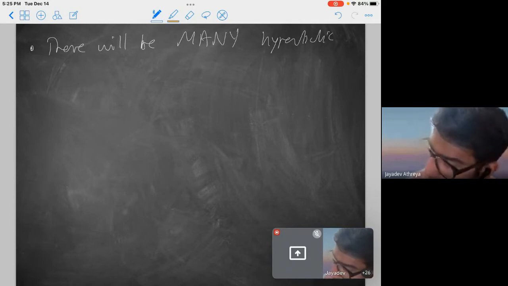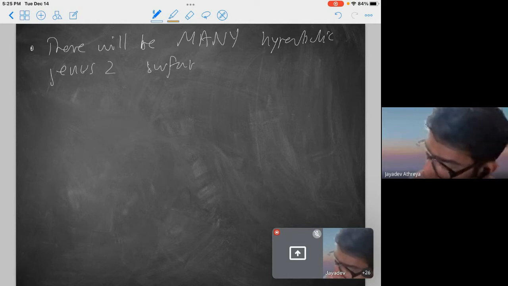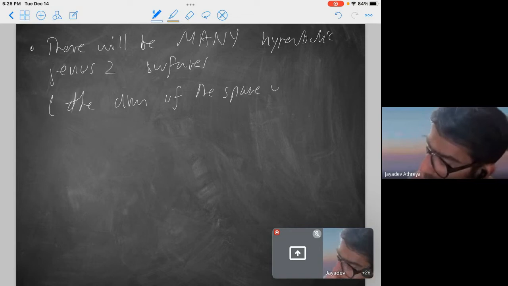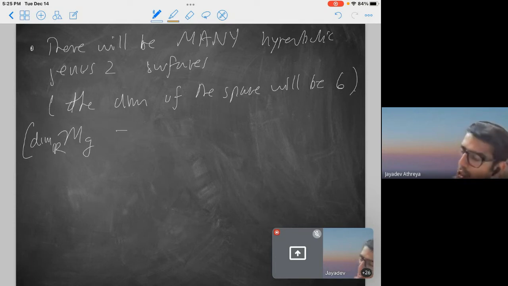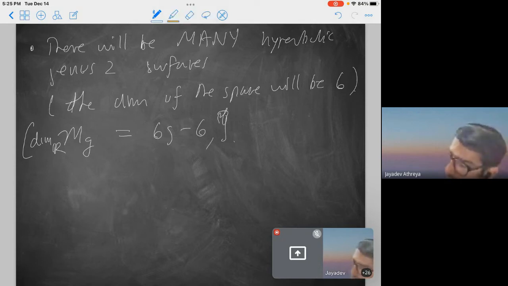hyperbolic genus 2 surfaces. In fact, the dimension of the space will be 6. It will be a 6-dimensional space. More generally, if you look at the dimension of M_g, which is the moduli space of genus g surfaces, this has dimension 6g minus 6. This is for g bigger than or equal to 2.